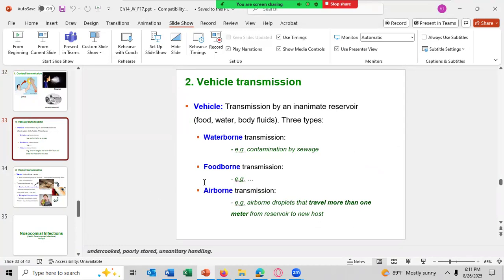Okay, vehicle transmission is transmission by an inanimate reservoir. That can be food, water, body fluids. There are 3 types of vehicle transmission. There's waterborne transmission, where the water is transmitting the disease. This happens more often in third world countries, where you can have the water contaminated by sewage, and then the disease-carrying organism gets in the water. In first world countries, waterborne transmission is very rare.